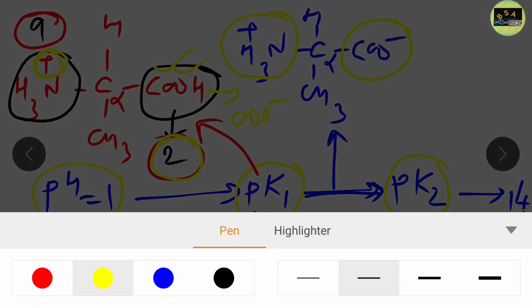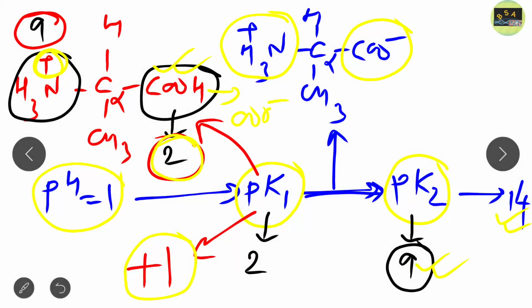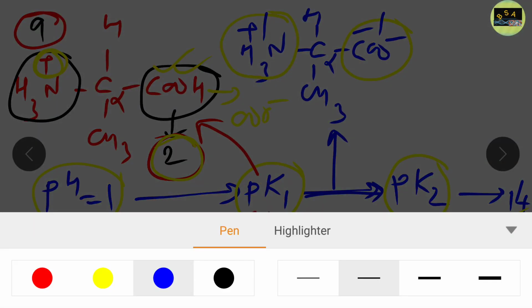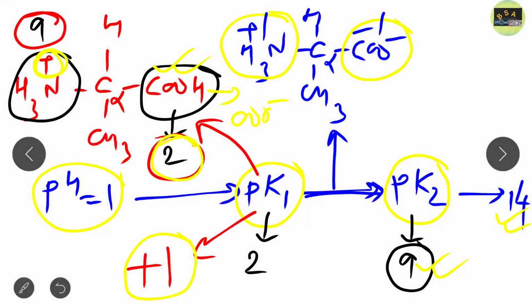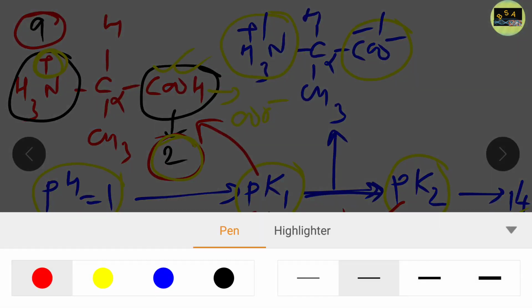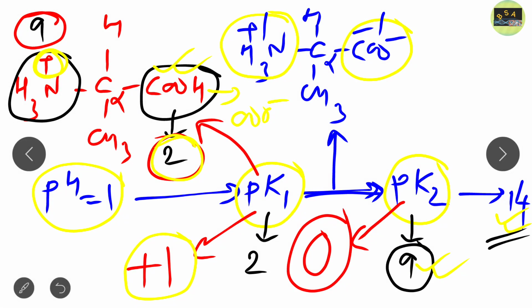Okay, so here the charge becomes what? It contains minus 1 charge and it contains plus 1 charge. So plus 1 minus 1, that is, the charge becomes 0. So from pK1 to pK2, the charge becomes 0. Clear?